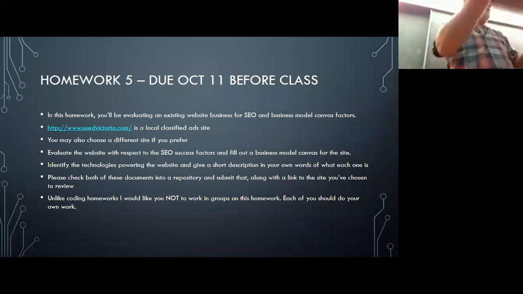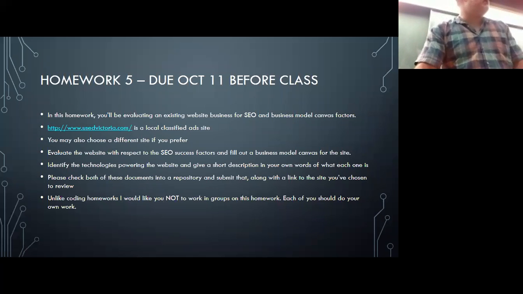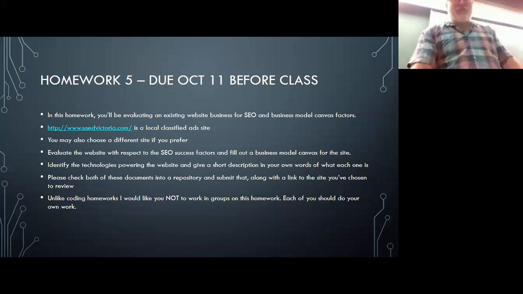And so I'll be able to get some idea on this homework as to the amount of depth you go into and the way that you lay the information out. I've just thrown Use Victoria up here as a site to do that with, but please choose another site. It'd be much more fun if everybody has their own site to have in here. Reading 20 descriptions of Use Victoria's SEO factors is going to bore me to death. So please do feel free to choose other sites.